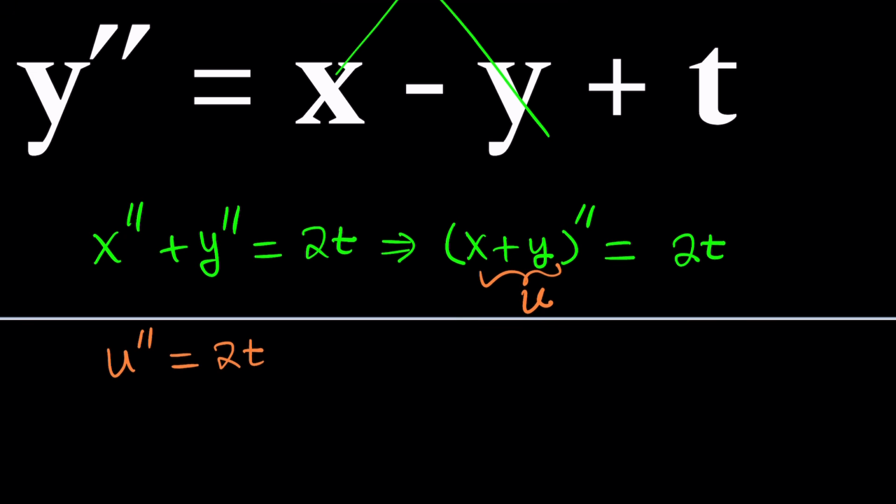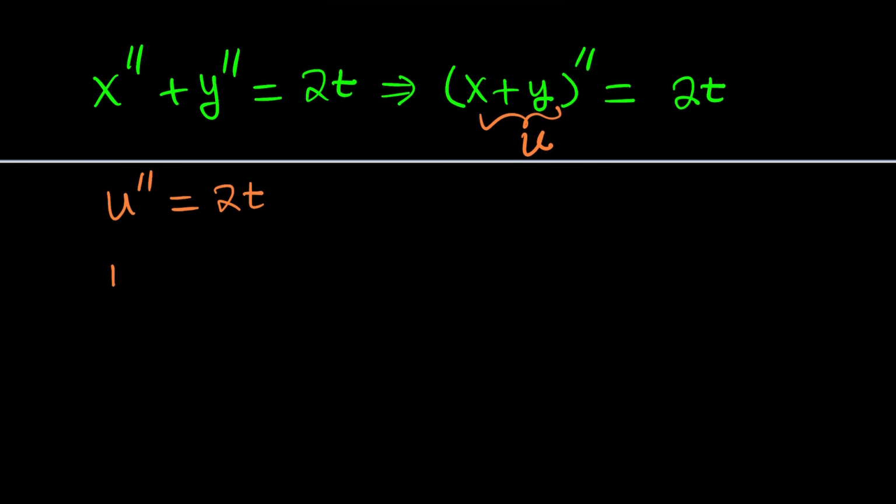Now, since x and y are both functions of t, u is also going to be a function of t. Now, you have a function of t whose second derivative is 2t. So what is that supposed to mean? Well, if you integrate twice, you're going to get u up to some constants. So let's integrate once to get u prime, the derivative. If you differentiate the first derivative, you get the second derivative. If you integrate the second derivative, you get the first derivative. So integrating 2t gives us t squared. Of course, there needs to be a constant added. And then we're going to integrate once more to get u.